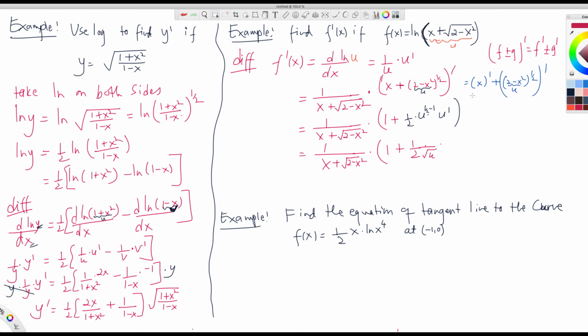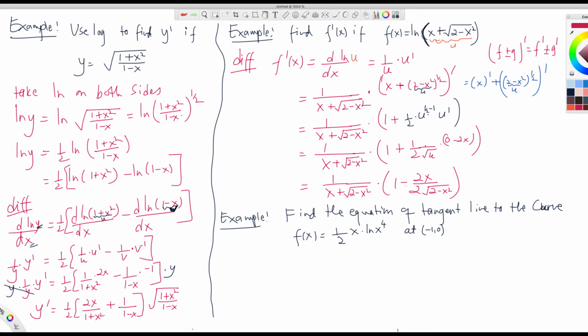And what is u prime? U is 2 minus x squared, so u prime will be 0 minus 2x. That is u prime. So the very final answer would be 1 over x plus root under 2 minus x squared, and then times 1 plus. Oh, by the way, this will be minus, because 0 minus 2x there is negative 2x. So negative 2x over 2 times root under, what is u, 2 minus x squared.